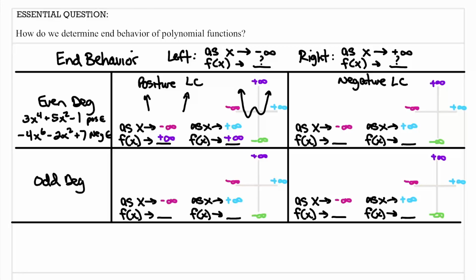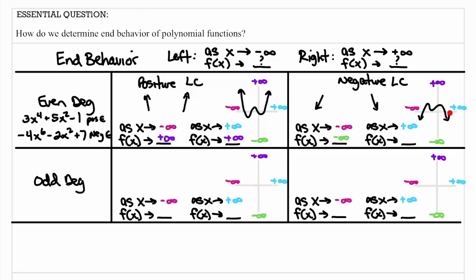If we look at a negative leading coefficient with an even degree, that one is going to have end behaviors that go down on the left and down on the right. So it might look something like this. So we would say as x goes to negative infinity, so the left side of the graph, f of x or y is going down towards negative infinity. So we would say as x goes to negative infinity, f of x goes to negative infinity.